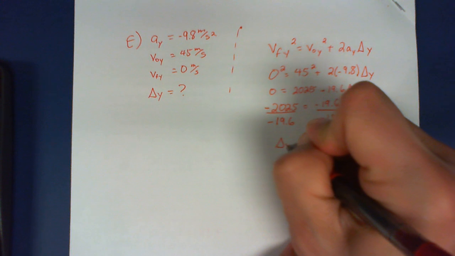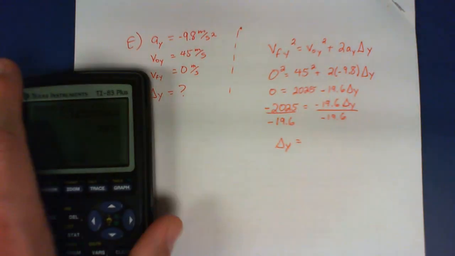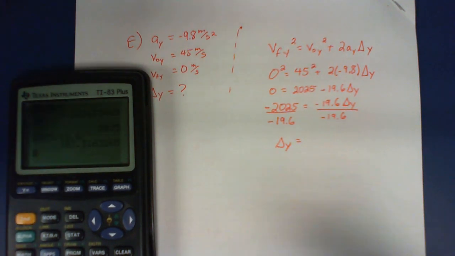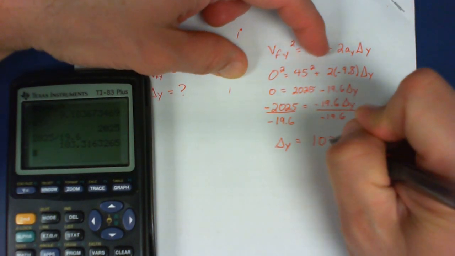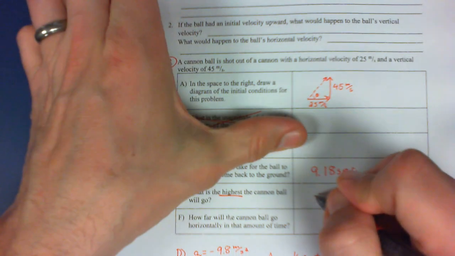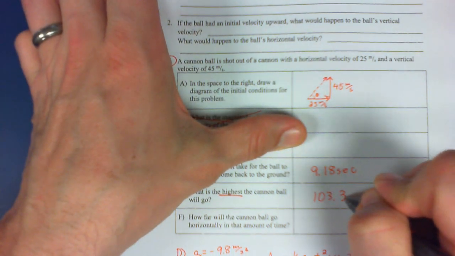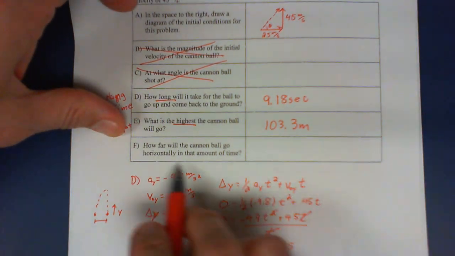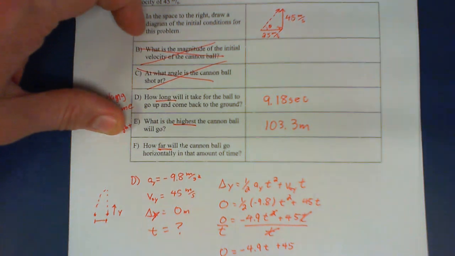So that means our displacement in the y direction, maximum displacement is going to be 2025 divided by 19.6. And we get that's going to be 103.3 meters. 103.3 meters. Okay. Part F talks about how far it will travel.